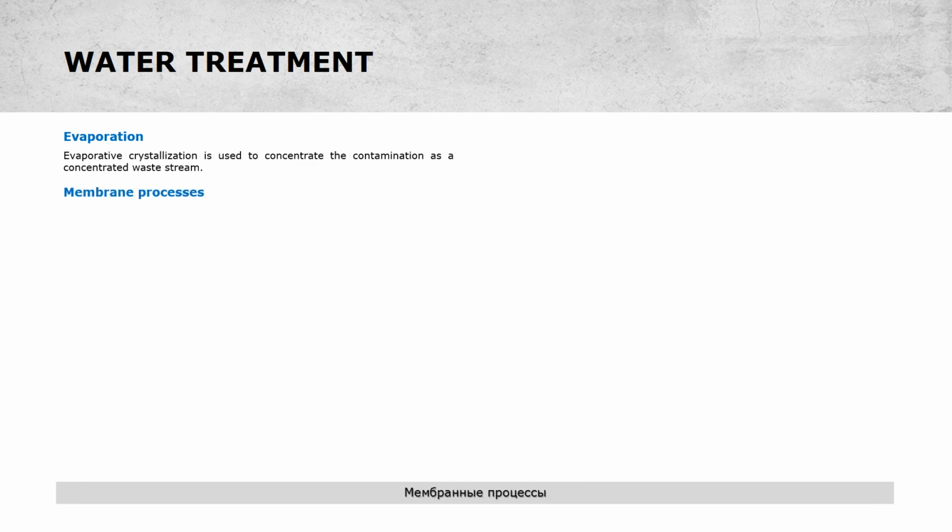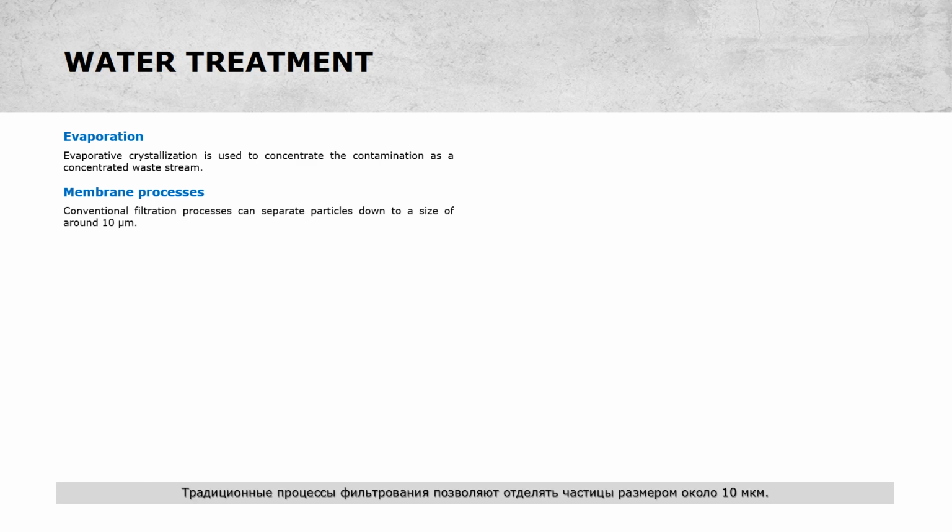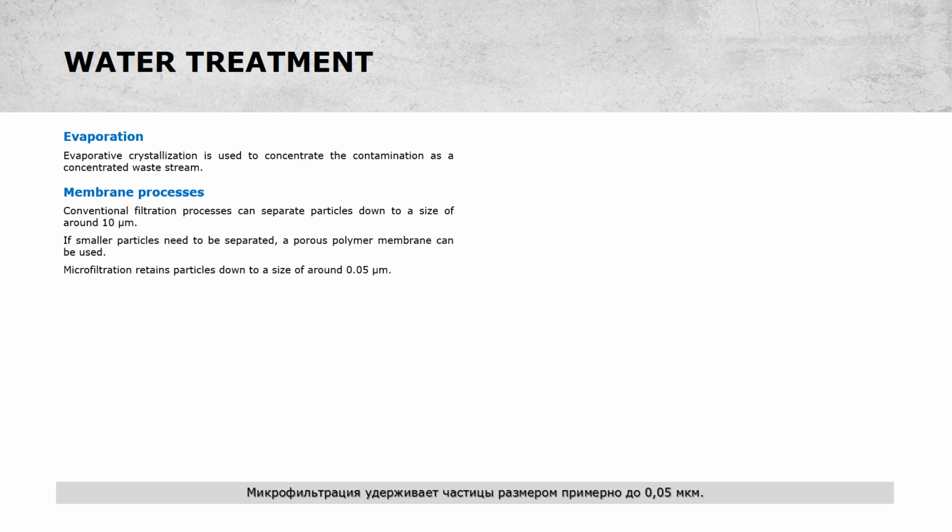Membrane processes. Conventional filtration processes can separate particles down to a size of around 10 micrometers. If smaller particles need to be separated, a porous polymer membrane can be used. Microfiltration retains particles down to a size of around 0.05 micrometers.